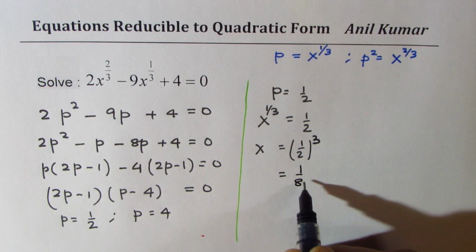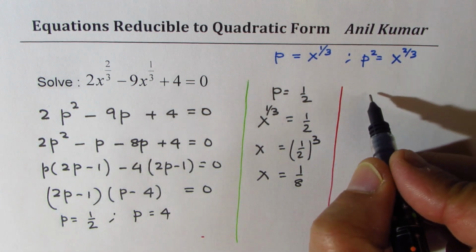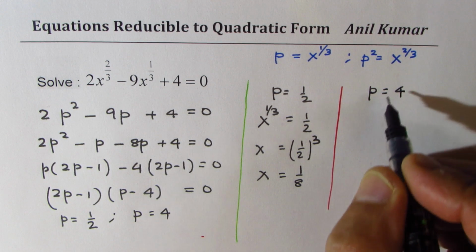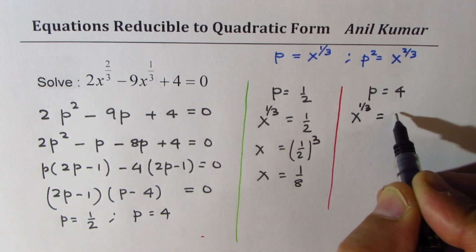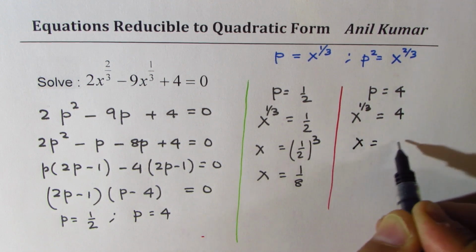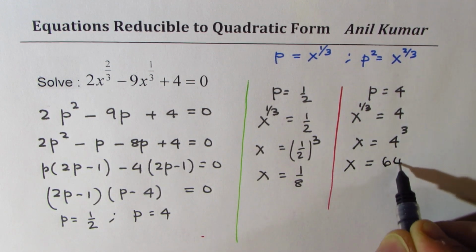Which is 1 over 8. So that's one of the values of x, right? The other one, we will substitute 4 this time. So we know p is equal to 4. That means the cube root of x is 4. So x is 4 cubed, which is equal to 64, correct?